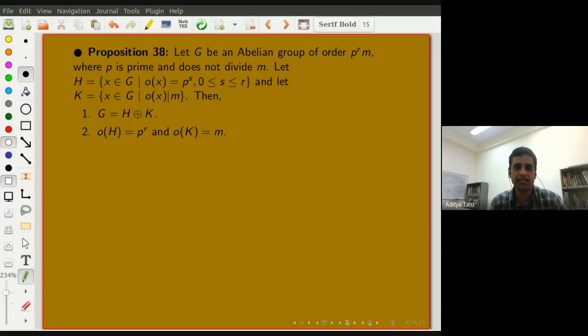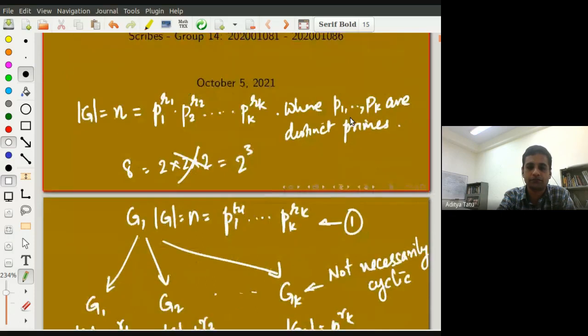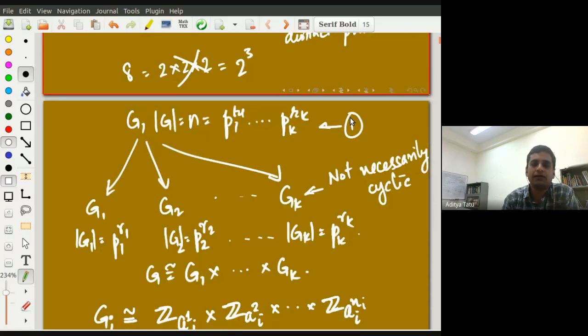Before you read the next part of the proposition, try to relate this to what we are trying to prove. What is it that we are trying to show? We're trying to show that we can decompose G into smaller subgroups. What is the order of any group? The only thing we are assuming is it's finite. Now can you relate this equation 1 to the statement of the proposition that we are looking at?